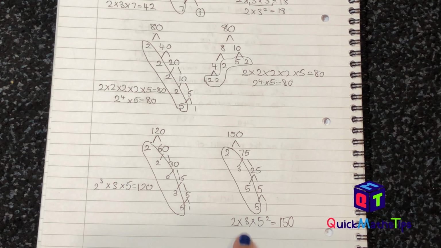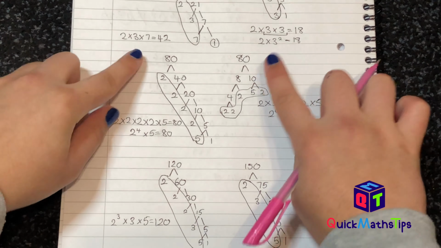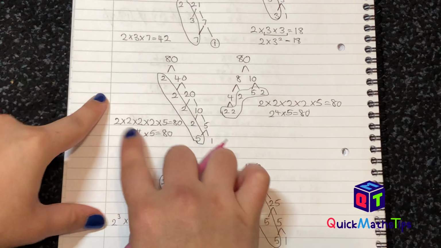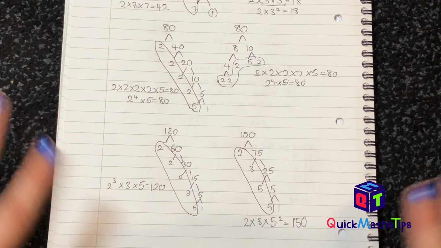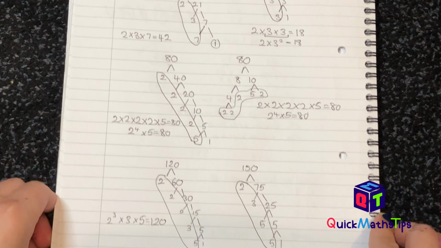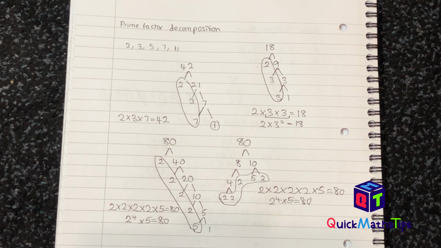Now, that's how to write it as a product of its prime factors. Make sure to write it as a product of its prime factors as your last line underneath, okay? Now, I'll show you how to group it up a bit more in the next video. But this is how to do prime factor decomposition.